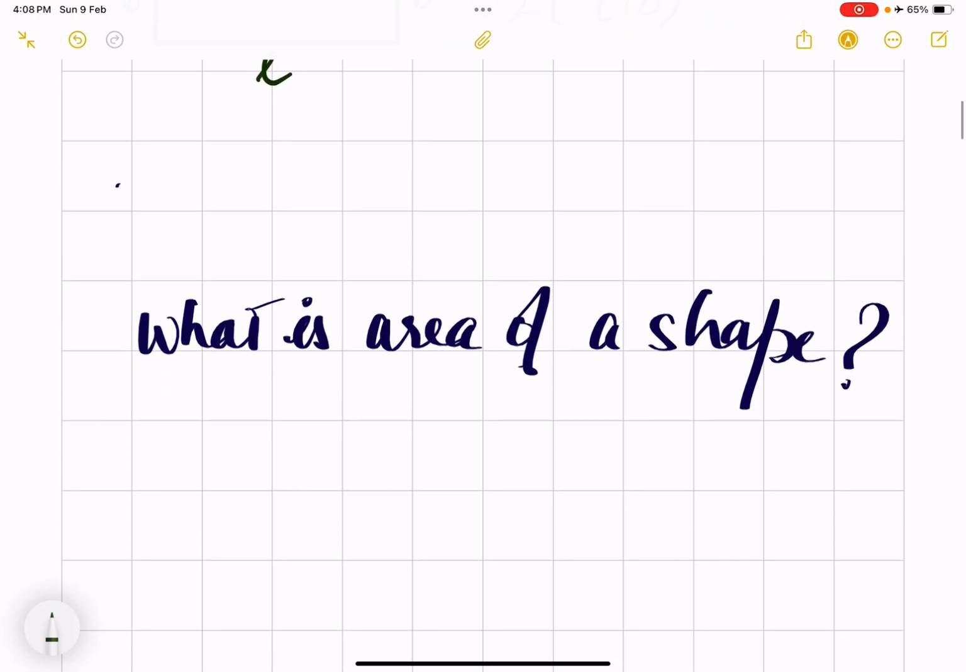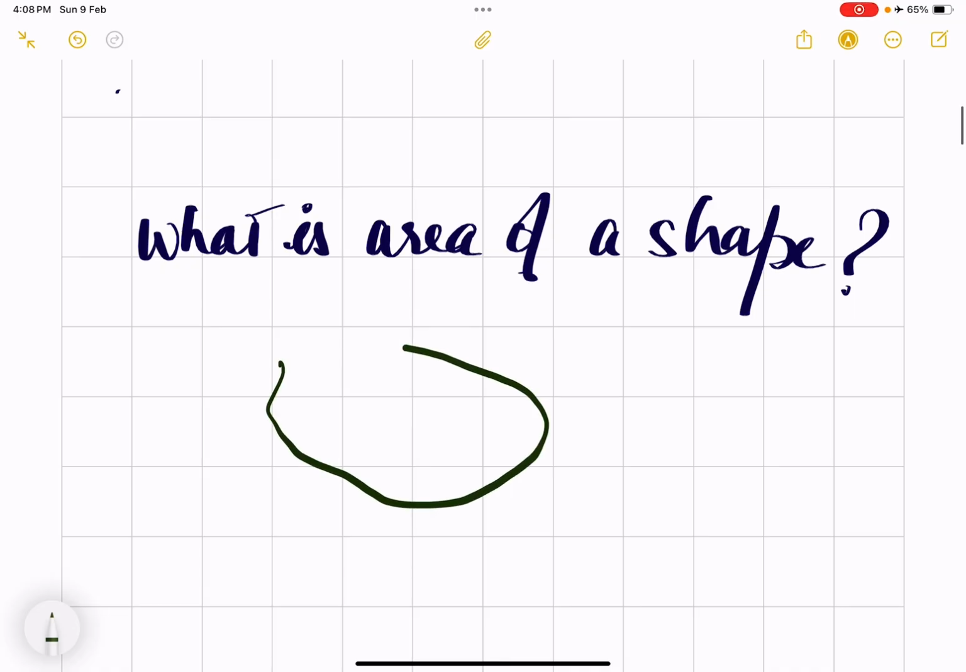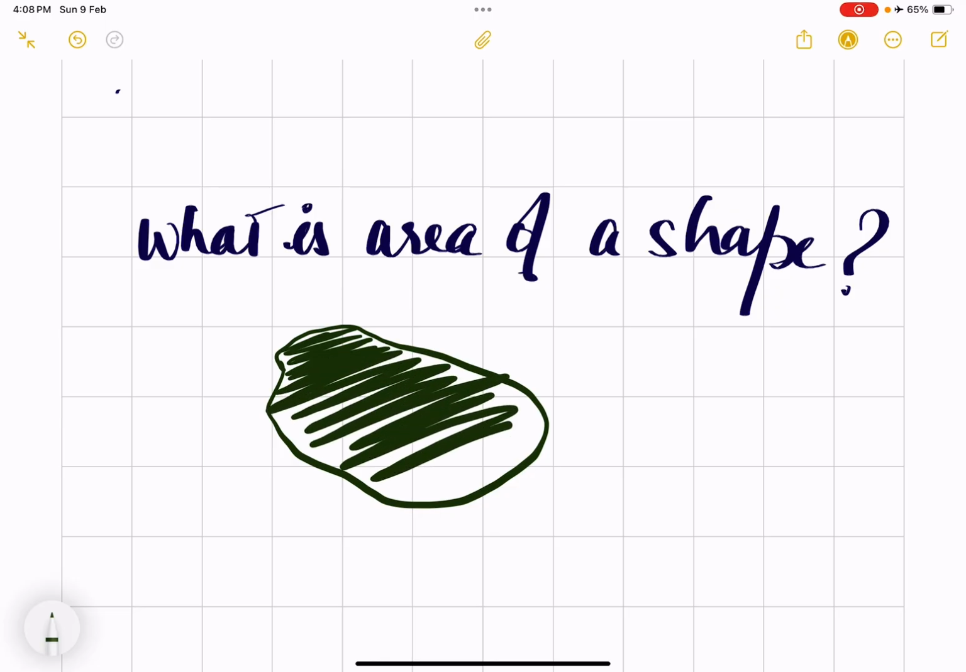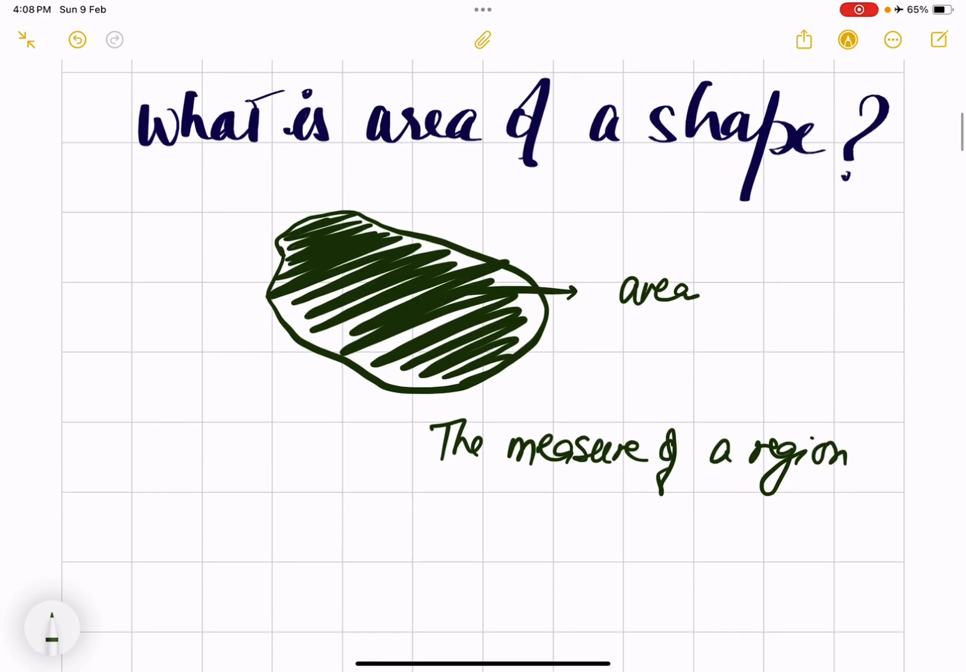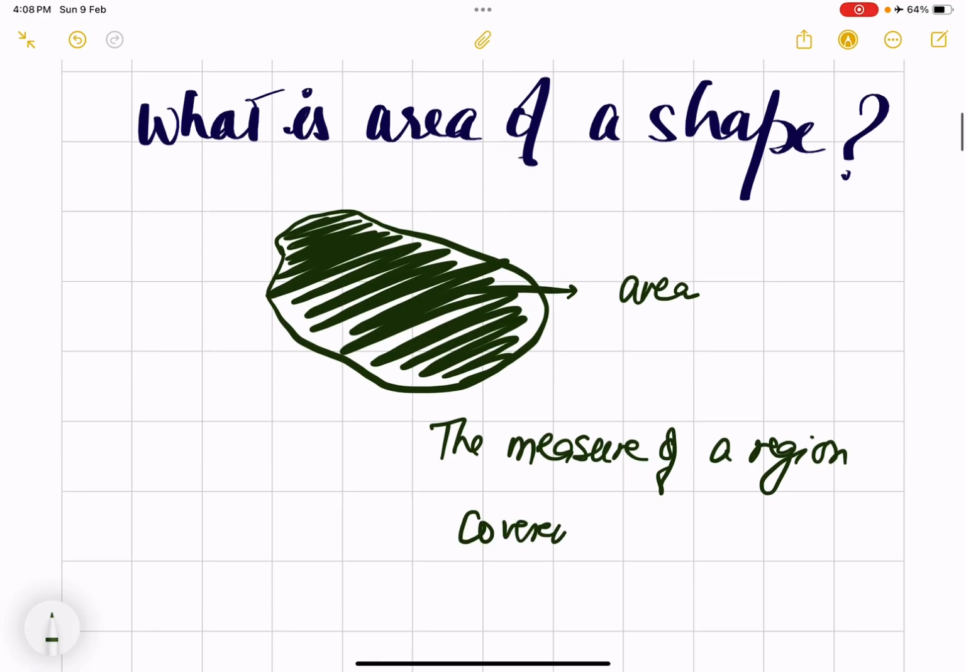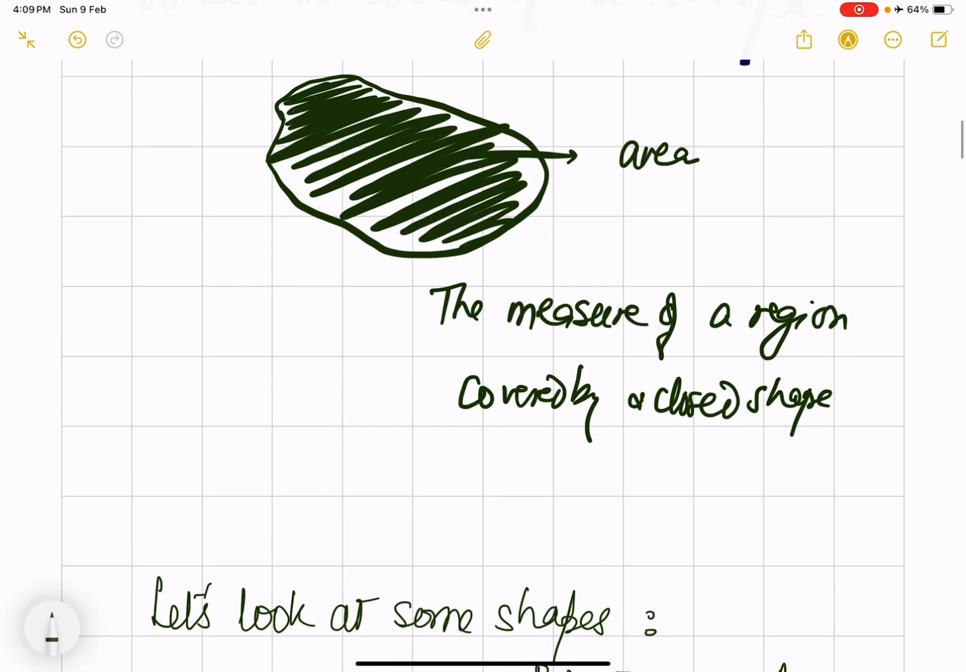And the next question is, what is the area of a shape? Let's say we have a random shape. This entire zone covered by this closed shape, if that could be told by a number, that number would be area, which means the measure of a region covered by a closed shape is known as the area of that figure.